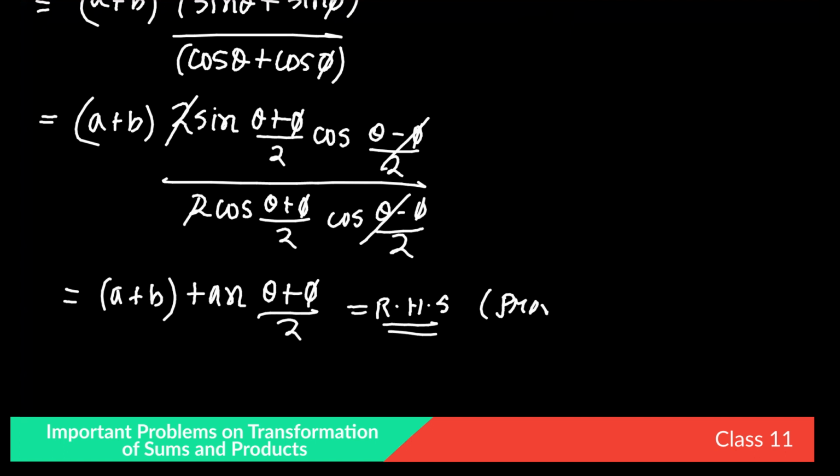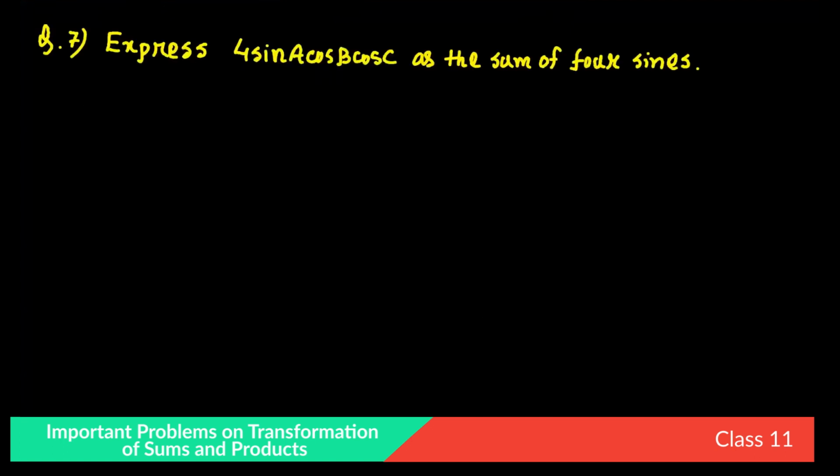Proved. Now I move on to the second question. It says: express 4 sin A cos B cos C as the sum of 4 sines.